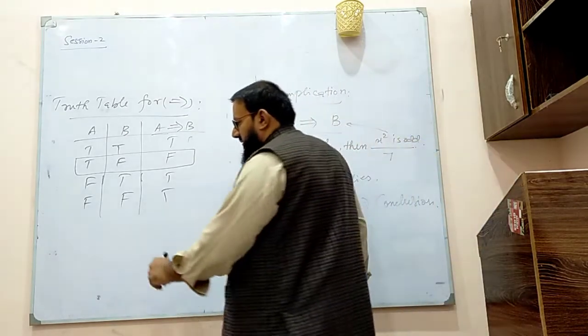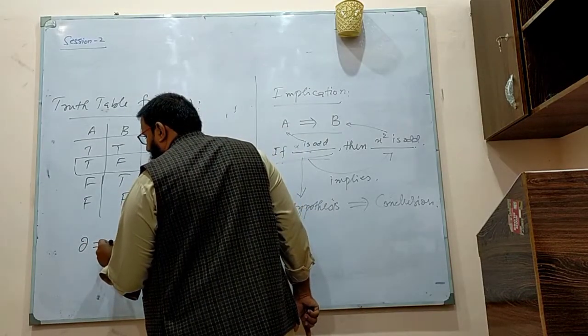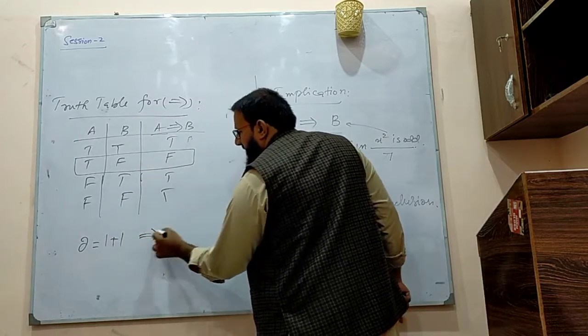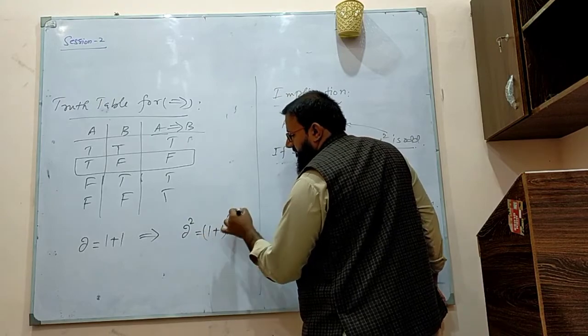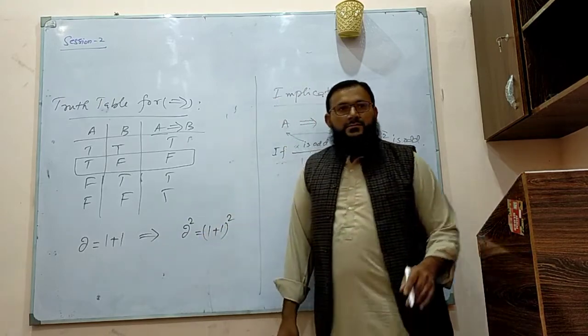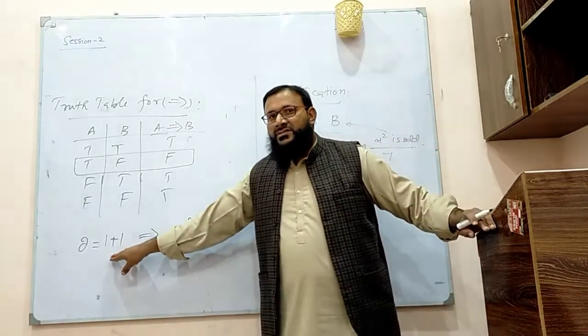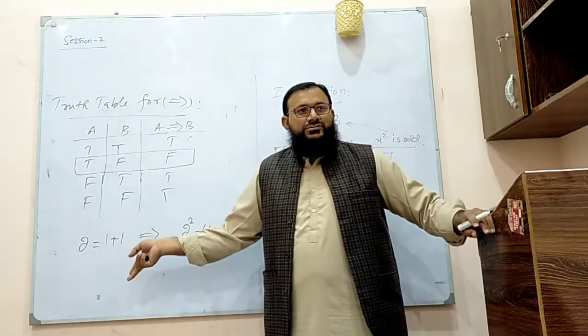It's simple. 2 equals, let's say, 1 plus 1. Is it true? Yes. It implies (1 plus 1) squared equals 4. I'm squaring both sides. This is true. Then this whole statement is true, and you believe this is true.